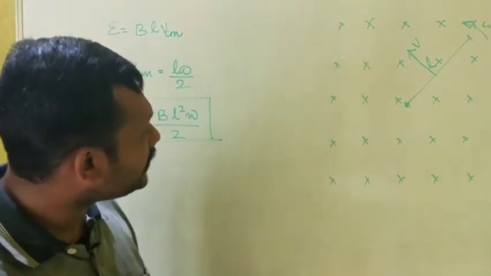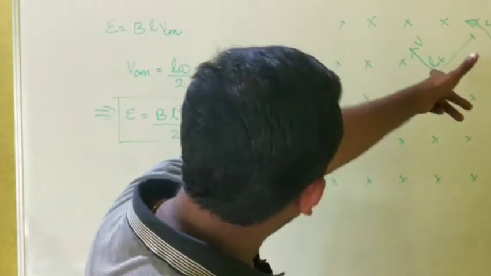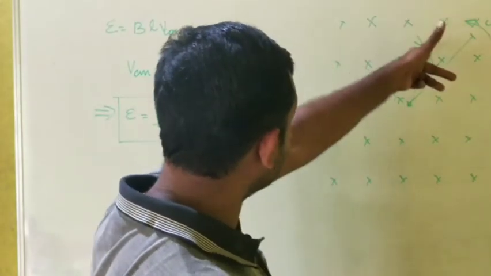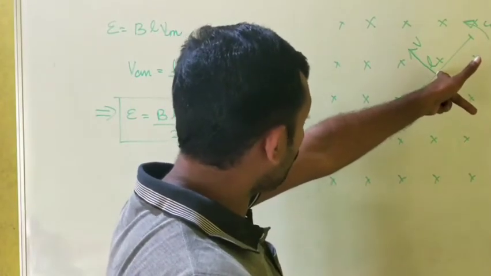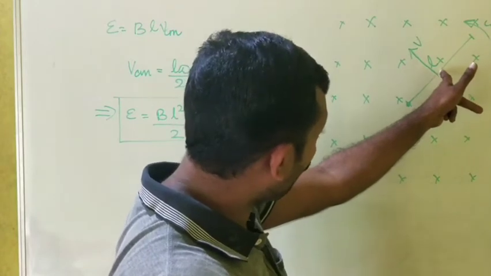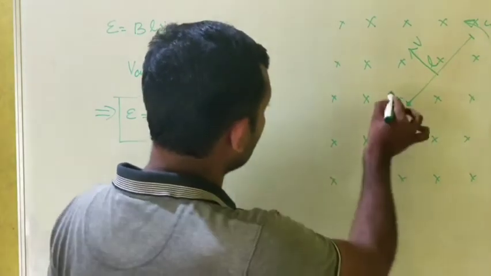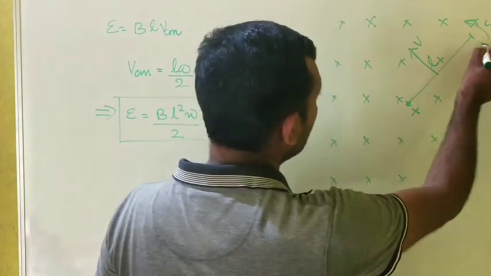Now according to Fleming's left hand rule, let me tell you, electrons will experience a force. The velocity of the rod is in this direction, which means we have to take the current of the electrons in the opposite direction. So electrons will experience a force in the upward direction, which means this end of the rod is positive and this end of the rod is negative.